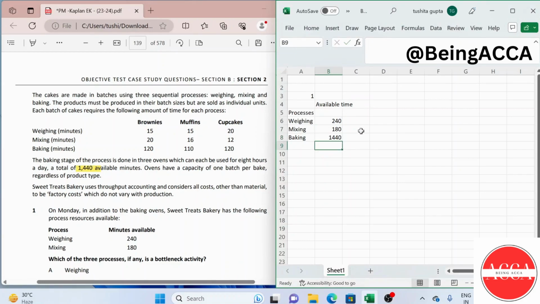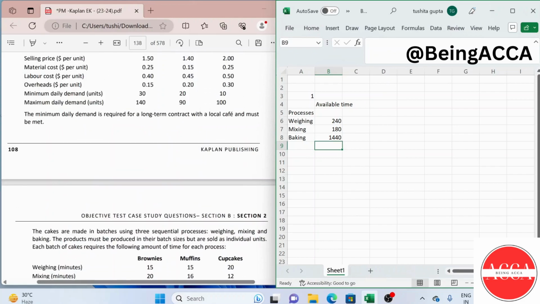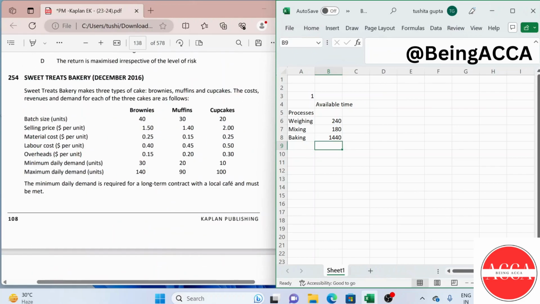Now let's see how much time I need on these. I have my bakery and I want to make profits. How can I make maximum profits? I can make maximum profits by selling to the consumers as much as they demand. So if they are demanding 140 brownies, 90 muffins, and 100 cupcakes, I'm going to give them all of it so that I can maximize my profit. So let's see, if I want to produce the maximum, how many minutes do I need? Let's write brownies, muffins, and then cupcakes.